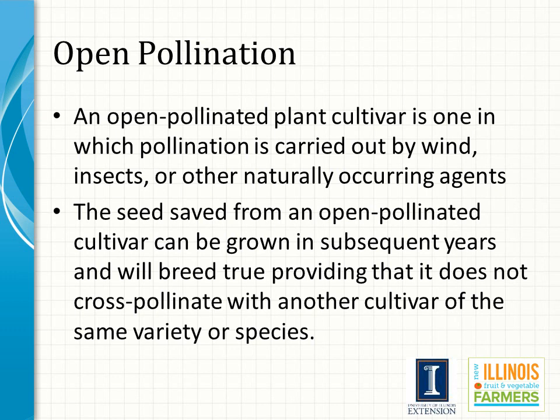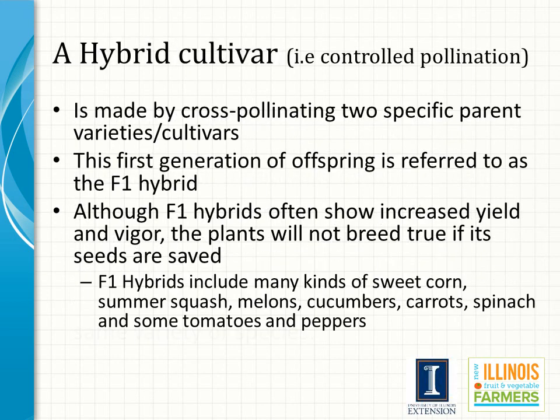An open pollinated plant is one in which pollination is carried out by wind, insects, or other naturally occurring agents. The seed saved from an open pollinated cultivar can be grown in subsequent years and will breed true providing it does not cross-pollinate with another cultivar of the same variety or species. Catalogs designate open pollinated seed with an OP somewhere near the name or in the description. The converse of an open pollinated cultivar is a hybrid cultivar, which will be discussed shortly.